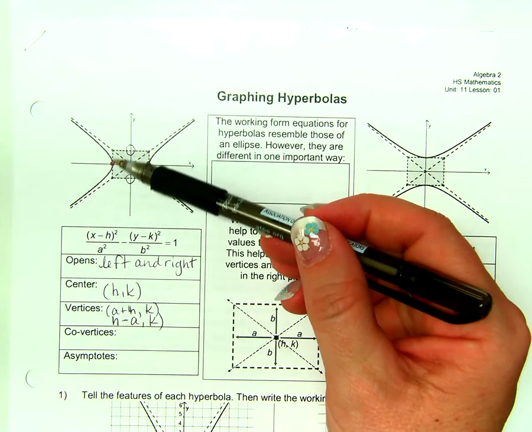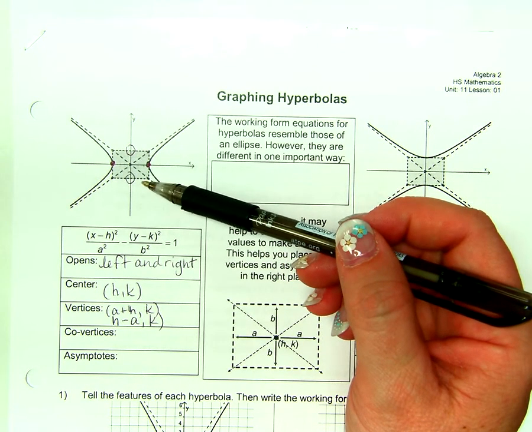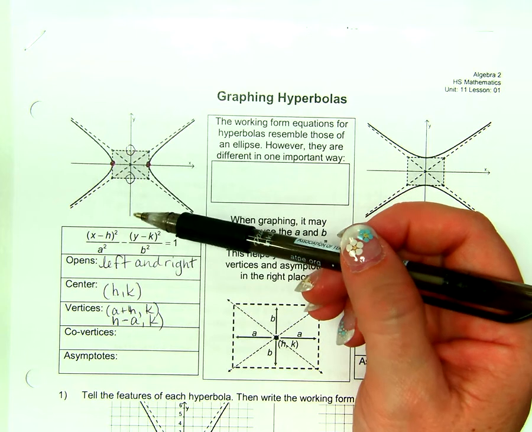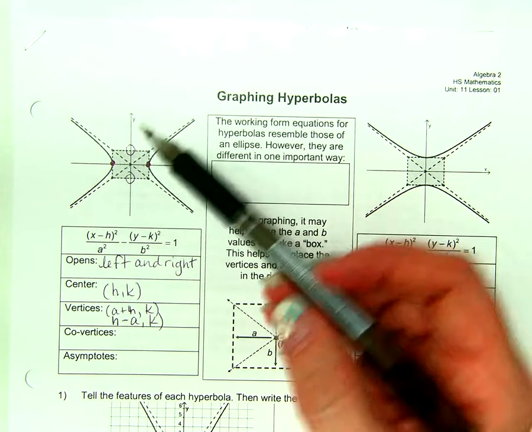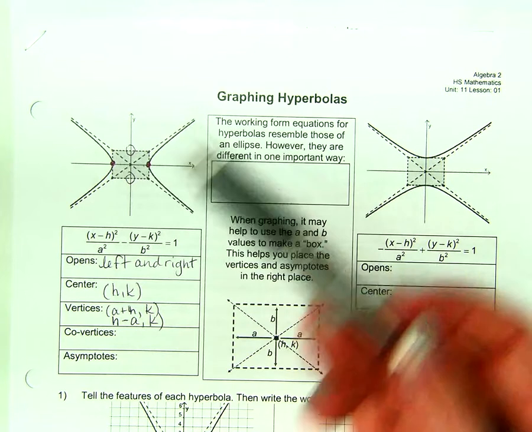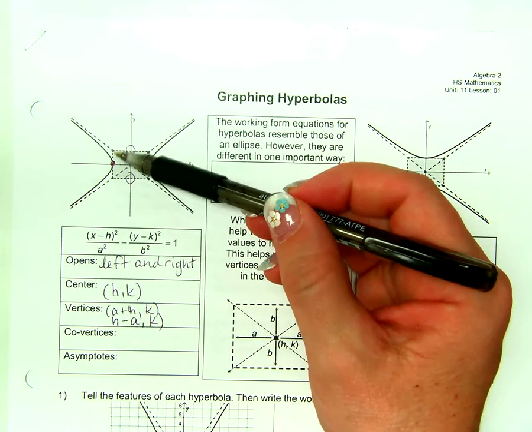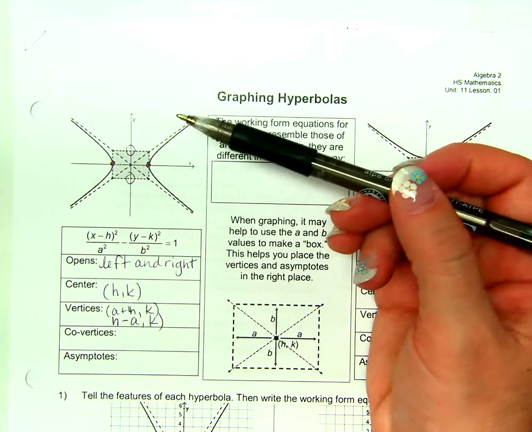Notice, please, how the rectangle is drawn. Dotted line, which means it's not really there, as well as the asymptotes are dotted lines, right? Which means they're not really there. We know that about asymptotes, right? So why do we even draw this box? Why is the box even there?